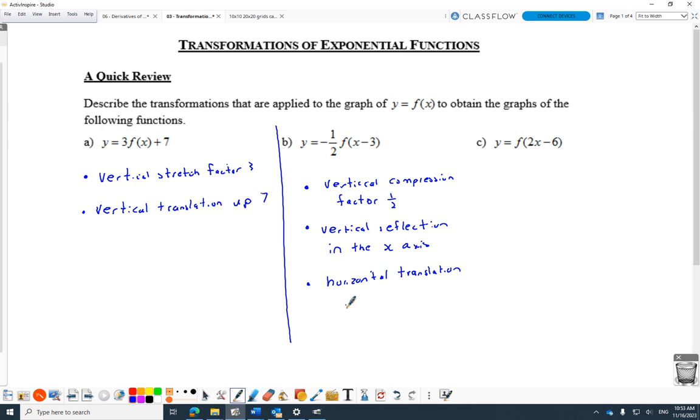Wait a minute. Wouldn't negative be left? Negative's left, isn't it? No, it's not, because it's in the brackets. In the brackets does the opposite. So annoying, but so true. And we did a dance one day to talk about why it is true. That is, if you're looking left, it looks like you're moving right. Weirdly.